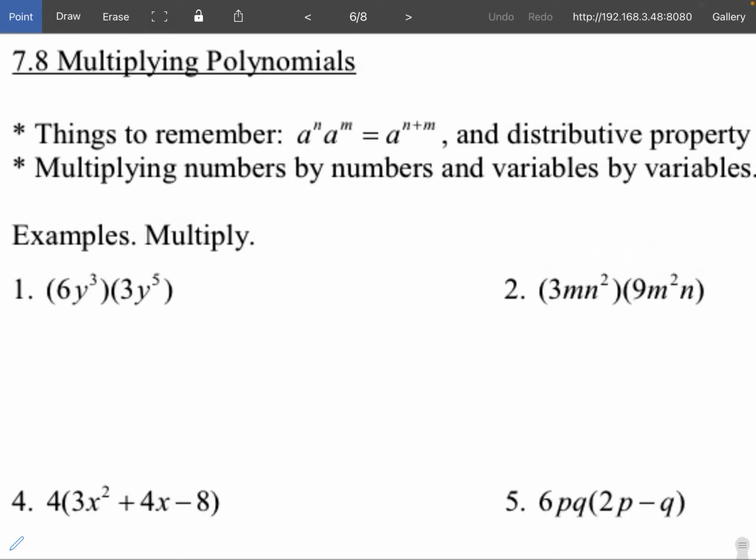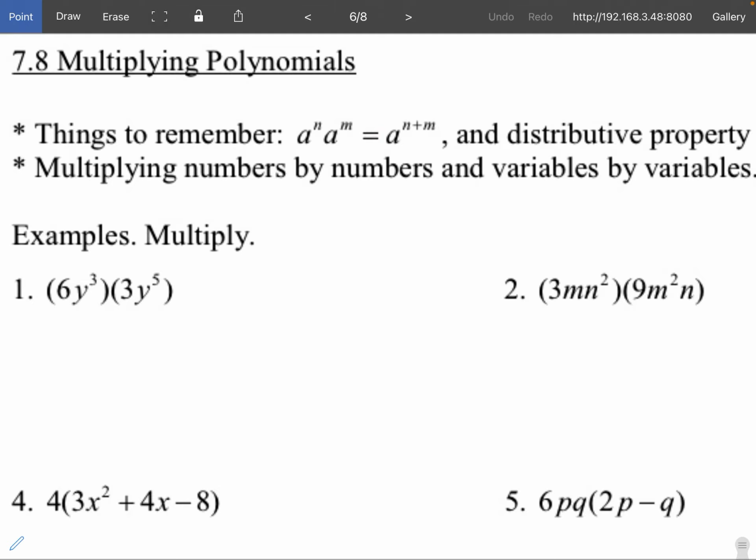All right, again, so this is section 7.8. There's a couple reminders up at the top. The first one there is if you multiply with like bases, you have to add the powers on, all right? And then the other part of this, it says basically you're going to multiply the numbers together, and then you're going to multiply the variables together. Now remember, you can multiply in any order, right?